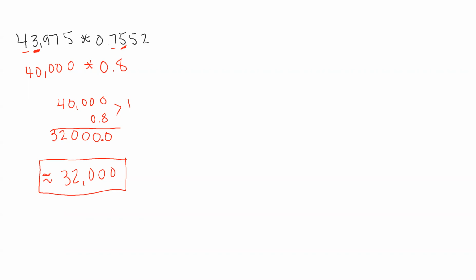In fact, let me use a calculator really quick. The actual total, if I were to multiply this out the long way, we would get 33,209.92. So 32,000 is a pretty reasonable estimate. And all we did was make the calculation easier. Multiplying 40,000 by 0.8 is easier than multiplying 43,975 by 0.7552. Okay. Let's look at maybe one or two more.